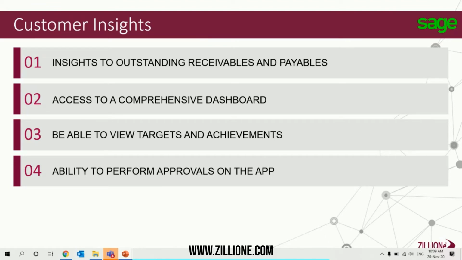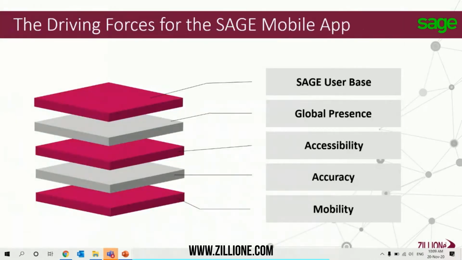So with those customer insights, what we derived was that most of our customers are in need of viewing their outstanding receivables and payables at their fingertips. They would like to have access to a comprehensive dashboard, be able to view targets and achievements, and also be able to perform approvals on the app. So taking those into consideration, we came up with the driving forces for the Sage mobile app.